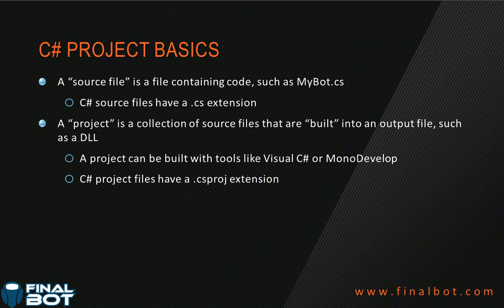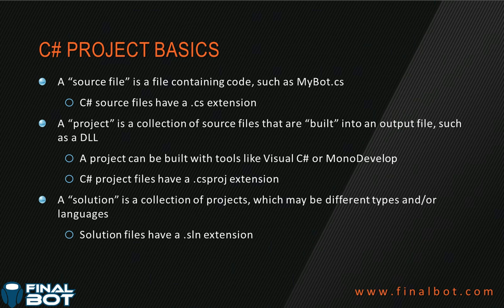There are also projects. Projects are a collection of source files that are built into an output file, such as a DLL. You'll be able to open these project files and build them with tools like Visual C# or MonoDevelop, and you'll note that they have .csproj extensions. You generally won't work directly with the .cs extension because there are also solutions. A solution is a collection of projects, which may contain one or more projects and may be different types and or languages within those projects themselves. Solution files are the ones with .sln extensions, and they're usually in a directory above all the projects.